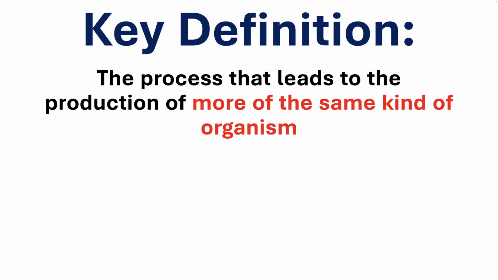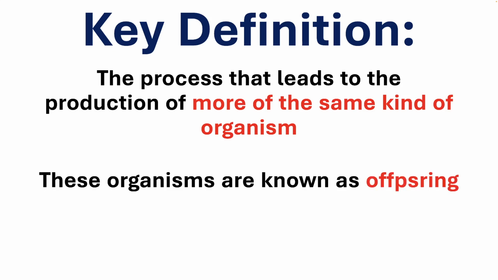It's the process that leads to the production of more of the same kind or species of an organism. This new organism produced is known as offspring, basically a child. It comes in two forms, sexual reproduction and asexual reproduction, which you'll learn about in a later video.